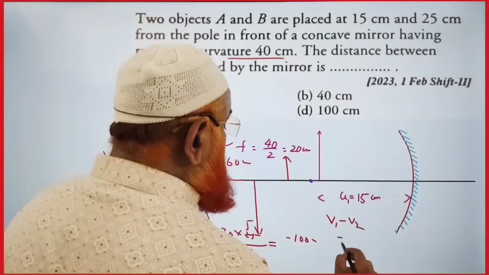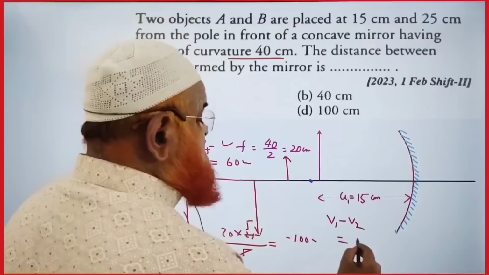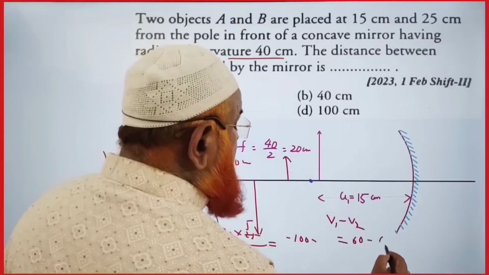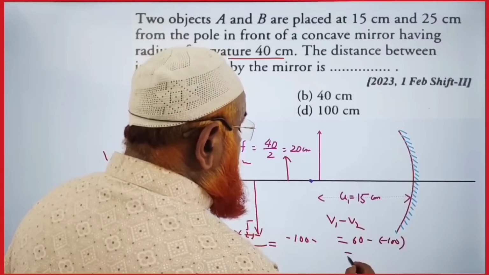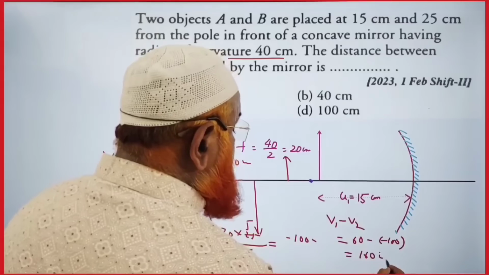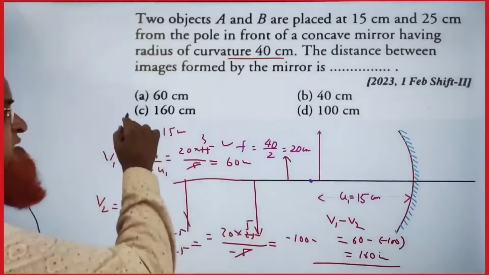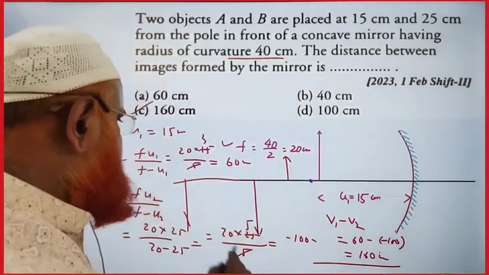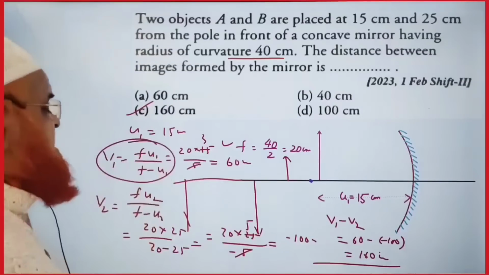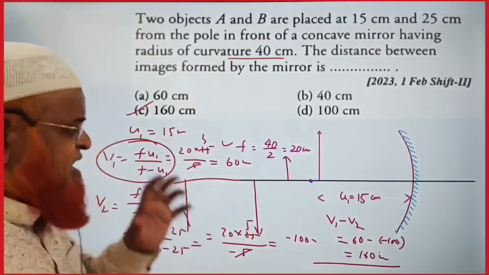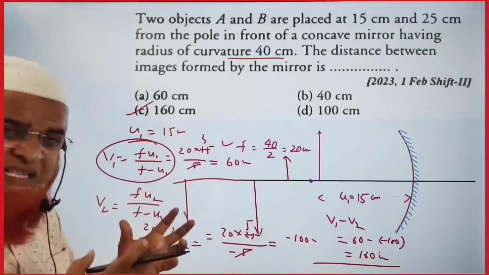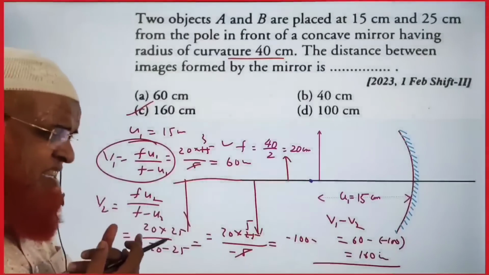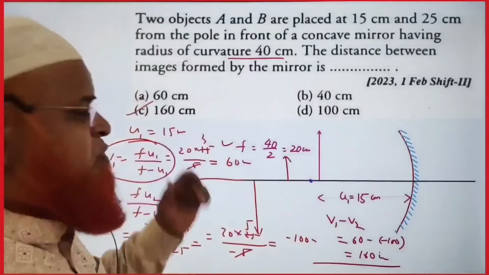You have to subtract these two. V1 minus V2. How much it is going to be? It is 60 minus of minus 100. It will be getting as 160 as an answer. 160 centimeters is going to be your answer. That's it. So what is the shortcut formula? Shortcut formula is this one. Fu by f minus u. If you remember, in two stages you get the answers. You just subtract them. Final answer is going to be 160 centimeters.